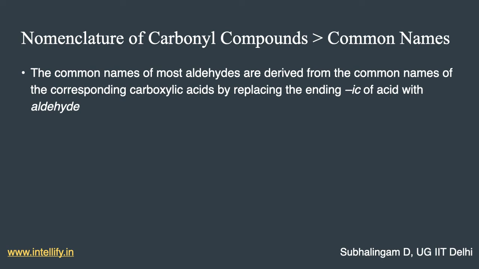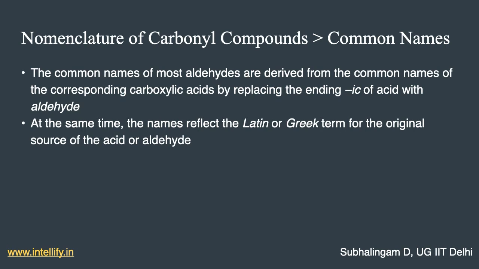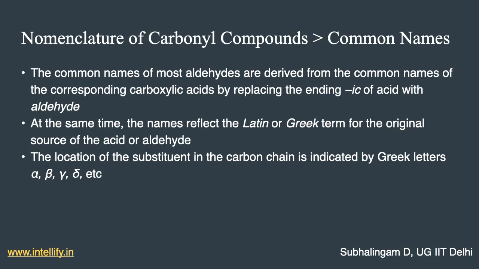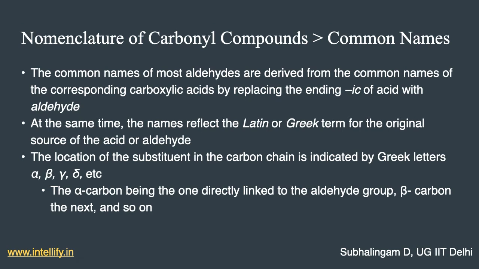The common names of most aldehydes are derived from the common names of the corresponding carboxylic acids by replacing the ending "ic" of acid with aldehyde. At the same time, the names reflect the Latin or Greek term for the original source of the acid or aldehyde. The location of a substituent in the carbon chain is indicated by Greek letters alpha, beta, gamma, delta, and so on. The alpha carbon is the one directly linked to the aldehyde group, the beta carbon the next, and so on.